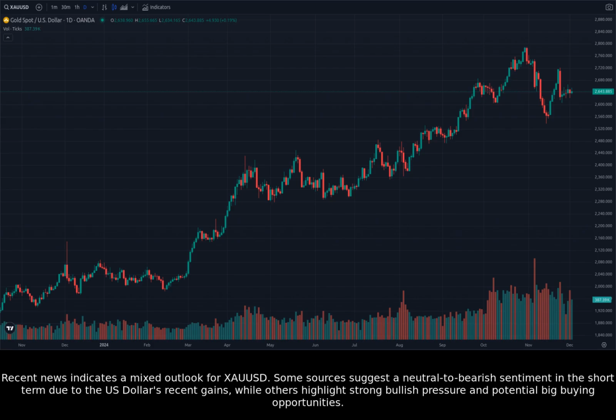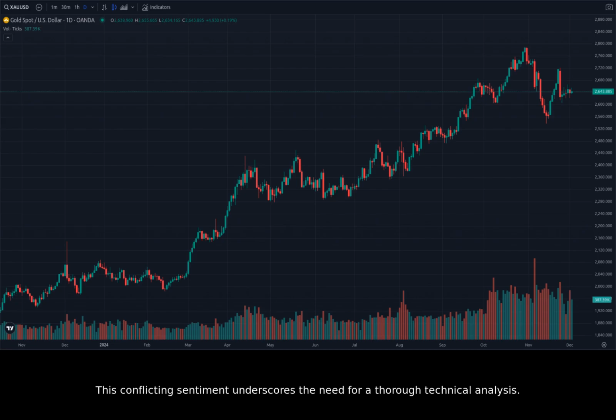Recent news indicates a mixed outlook for XAUUSD. Some sources suggest a neutral to bearish sentiment in the short term due to the US dollar's recent gains, while others highlight strong bullish pressure and potential big buying opportunities. This conflicting sentiment underscores the need for a thorough technical analysis.